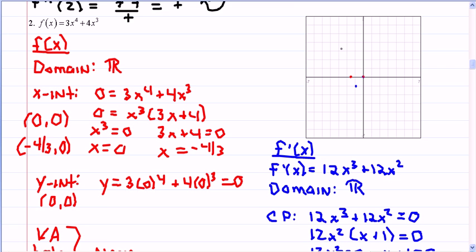So when I connect these points, it is decreasing to the left of -1 and then increasing. But the origin is a critical point, so it has to have a horizontal tangent, and it is still increasing. But by the second derivative, the graph is concave up, then concave down, and then concave up. So this graph is a graph of the function 3x^4 + 4x^3.